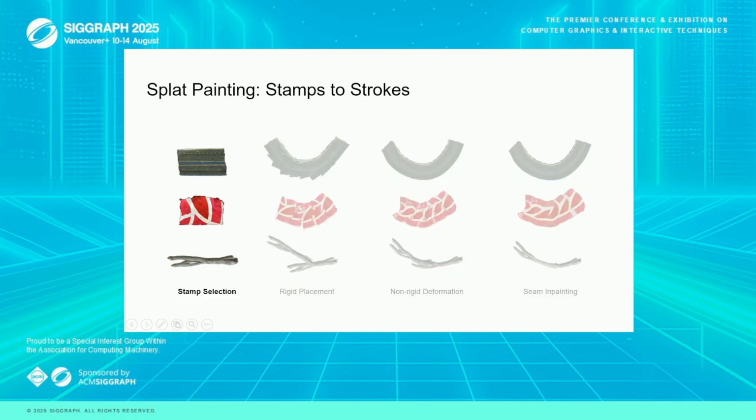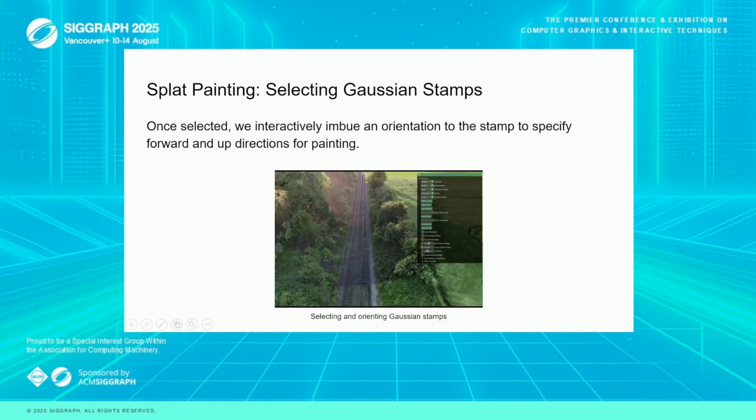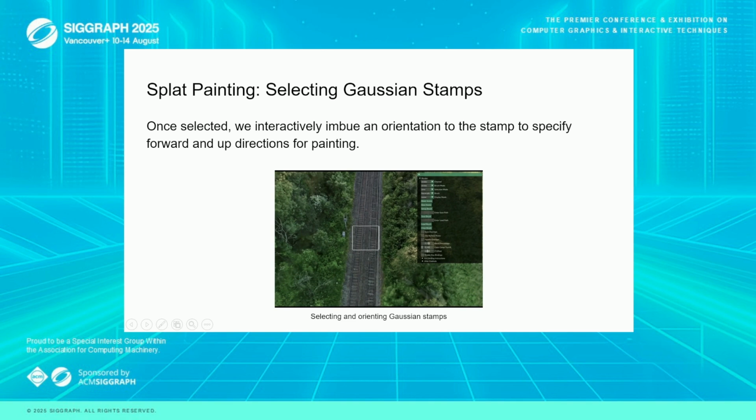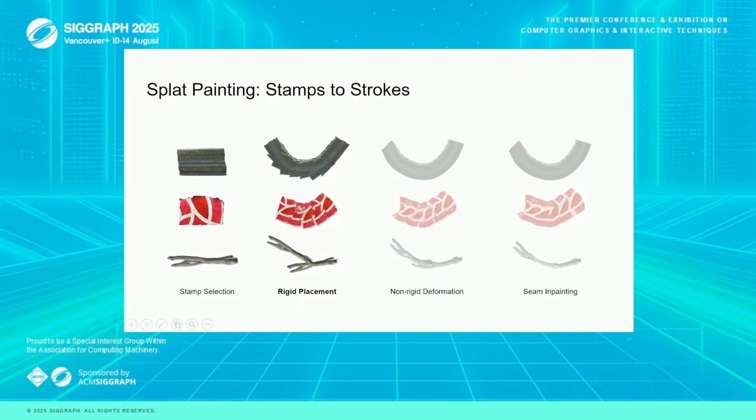Let's start with selection. Given the recent interest in Gaussian splats, there's a variety of tools available for selecting meaningful subsets of Gaussian splat scenes, ranging from an in-house iterative bounding box selection imbued with set operations that comes built in with our tool, or brush-based selections with supersplat and semantic object or material-based selections with recent research. Once we've selected our subset, like so, we then orient the Gaussian stamp to define the forward and up directions for the painting. Now that we've selected and oriented our Gaussians, we have our stamp and are ready to paint.